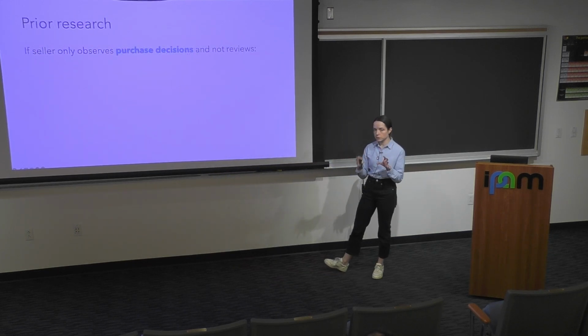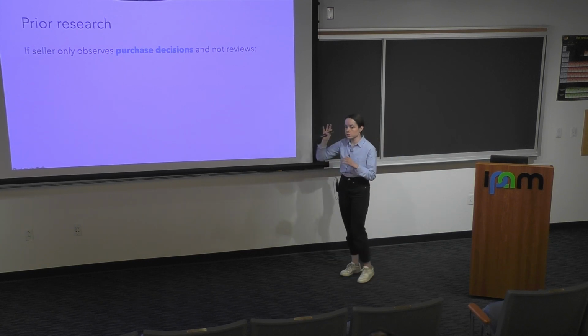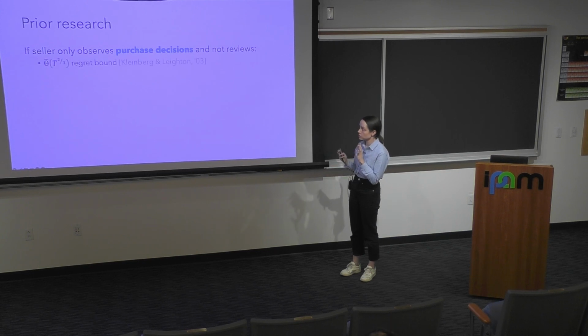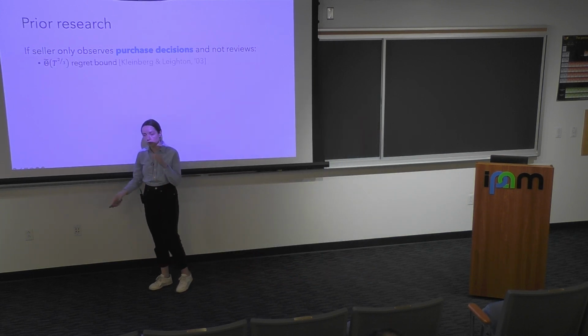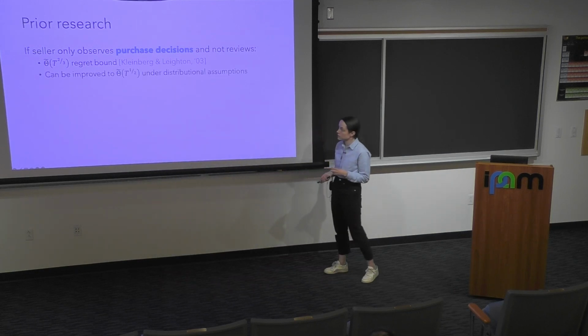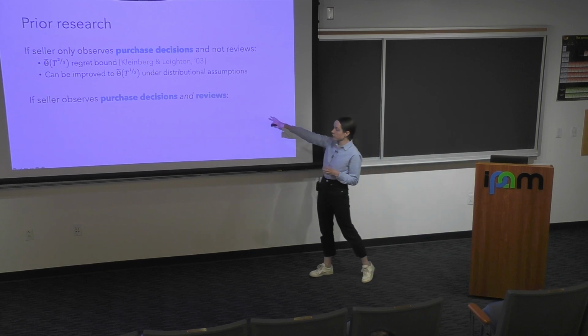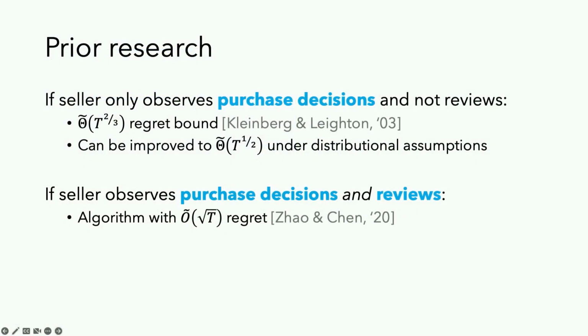And maybe just to put these regret bounds in a bit of context, if the seller only observed purchase decisions and not reviews, and the buyers are also not learning, then Kleinberg et al. gave a T^(2/3) regret bound. This can be improved to T^(1/2) under distributional assumptions. And if the seller observes purchase decisions and reviews, then you can get a T^(1/2) regret.